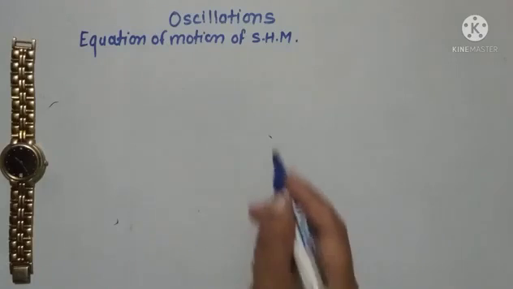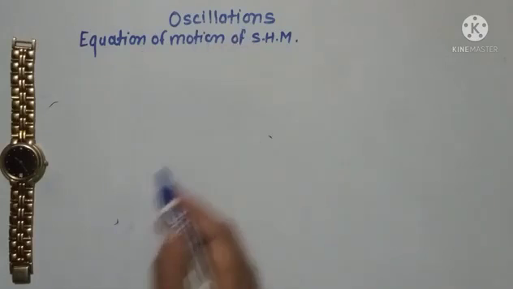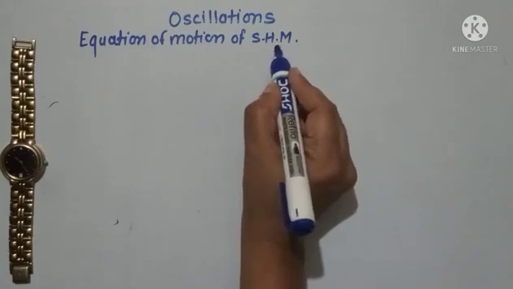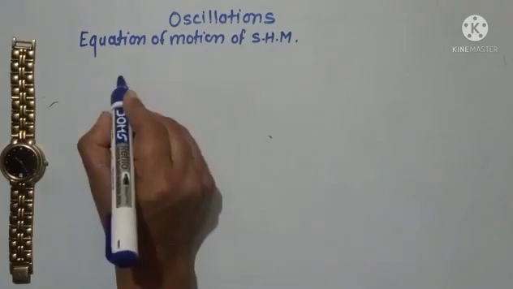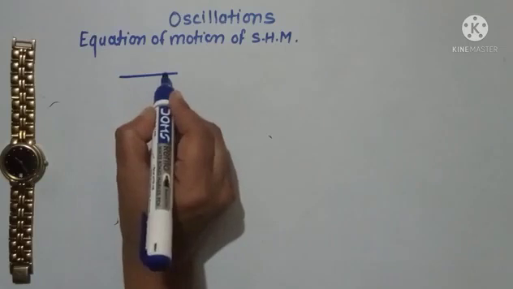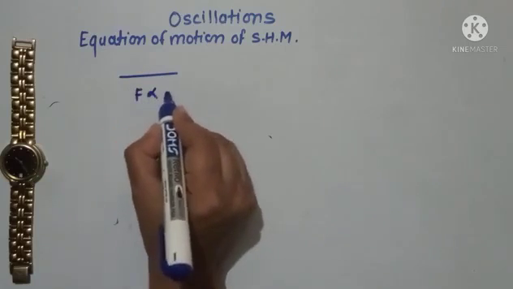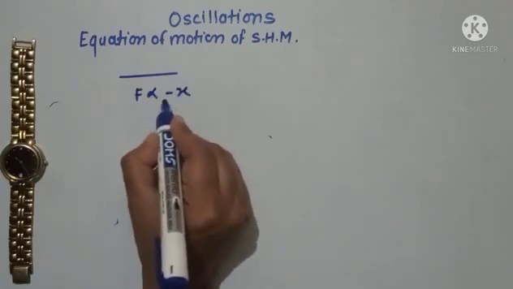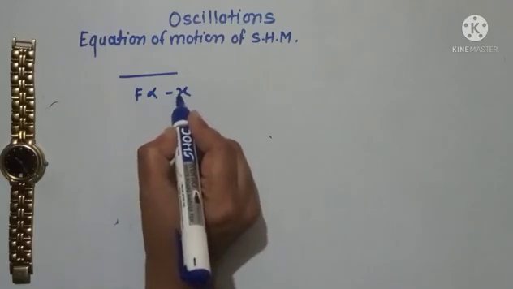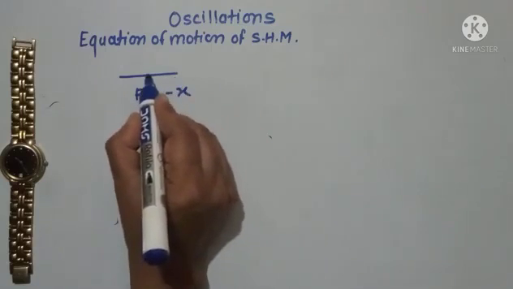We have started with the unit oscillations, and in a previous lecture we have seen what a simple harmonic motion is. Simple harmonic motion is a linear motion of a particle in a back and forth direction, in which the restoring force is directly proportional to the displacement, and it is always directed opposite to the displacement, or towards the mean position.